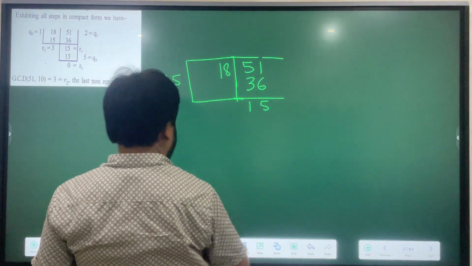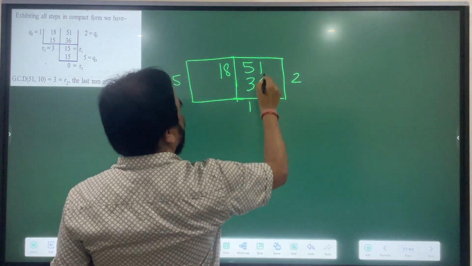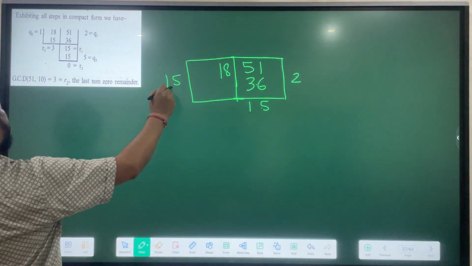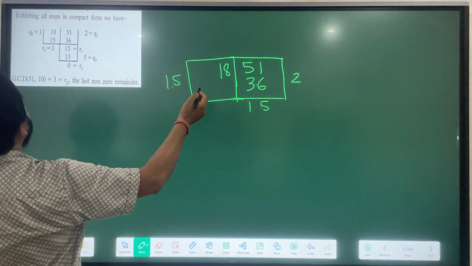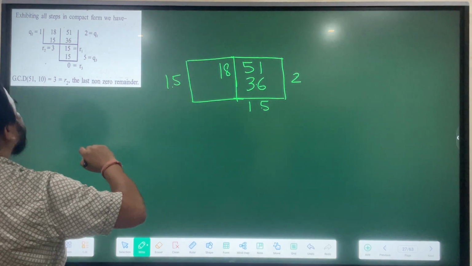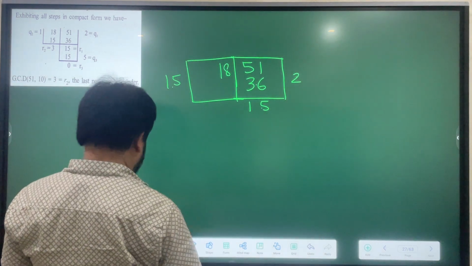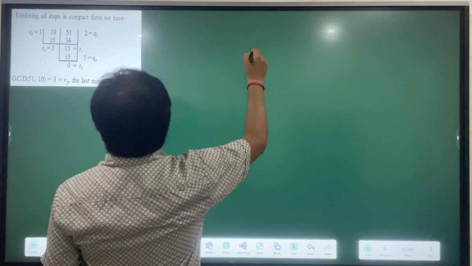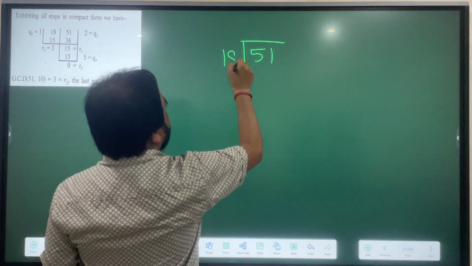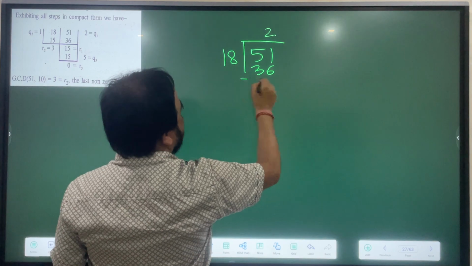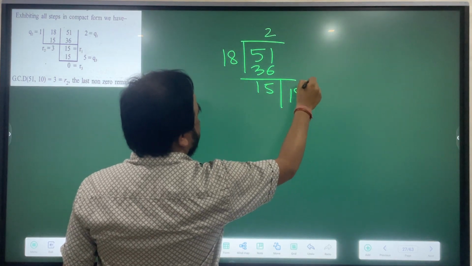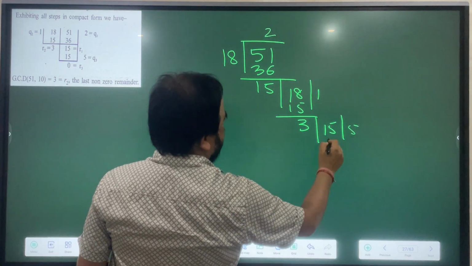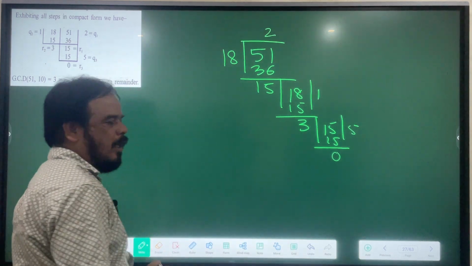Okay, this 2 we can write this side, no problem. 18 2 are 36. Remainder is 15. 15 came back here. 15 1 are 15. Wait, I will show you in a different way, then you will understand this one. 51, 18. 18 2 are 36. 15, 18. 15 1 are 15. 3, 15. This one I think you have got in general maths.